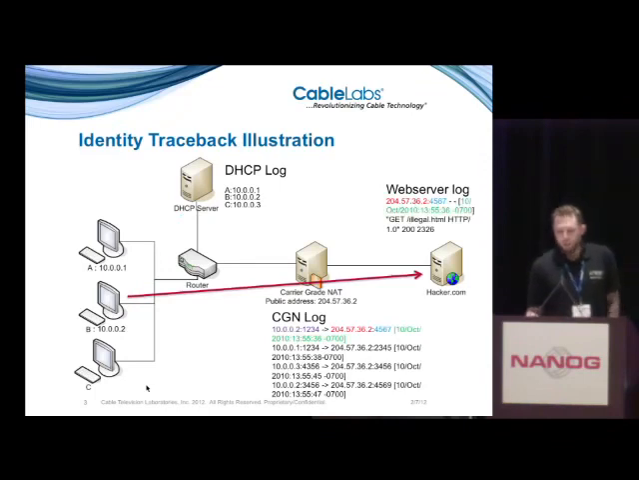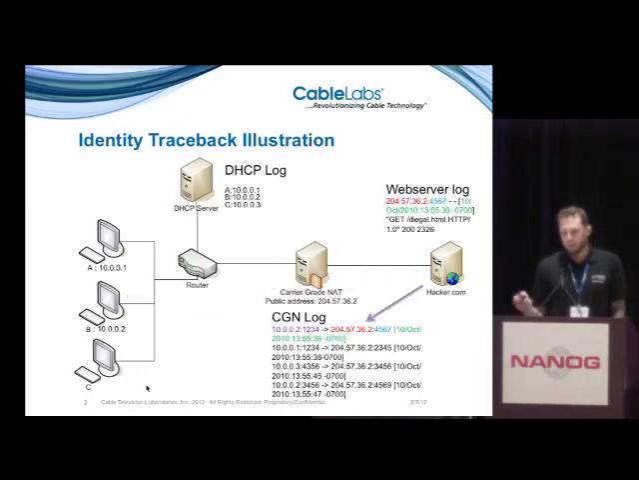Once you put a CGN device in the middle, you have to step through that, right? So the public address is going to show up on the web server log. That has to be tracked back to the CGN log, which then can point you to the private address in the DHCP log, which can get you back to the subscriber. So now you have to maintain these two logs for whatever period you maintain logs for in order to be able to respond to abuse complaints accurately.